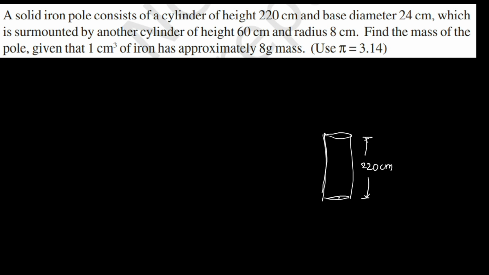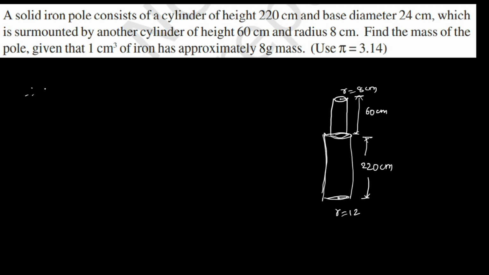That means radius is equal to 12. Why? Diameter 24 means radius is 12, which is surmounted by another cylinder of height 60 centimeters. So on top of this there is another cylinder, surmounted by it, of height 60 centimeters and radius 8 centimeters. Directly he gave radius 8. So we have to find the volume of this combined figure, which is very easy.